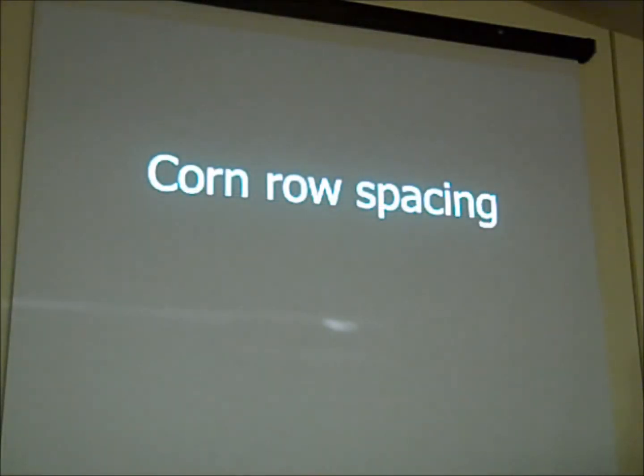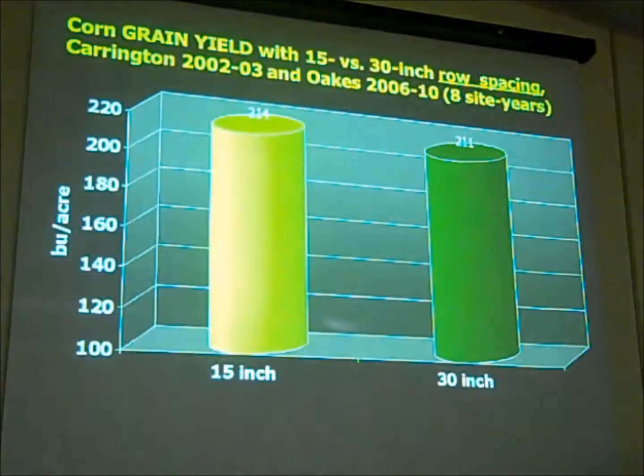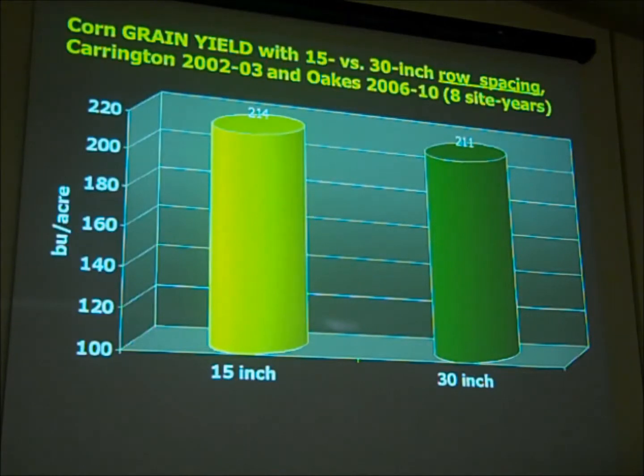Okay, the other factor, corn row spacing, Blaine alluded to it earlier. And so I'm going to show you some data that we've generated either at Oakes or here. This is a comparison of 15 versus 30-inch rows, 8 site years of data, very high yield environments. Of course, at Oakes it was irrigated. At Carrington, some was irrigated, some was dry land. But there was a slight increase in yield. Average over the 8 site years was 1.5 percentage point.